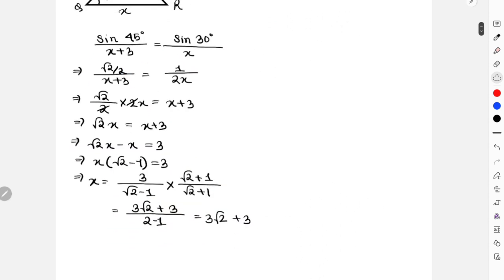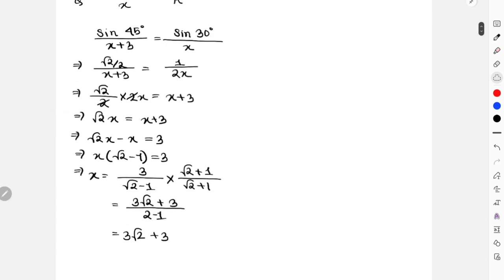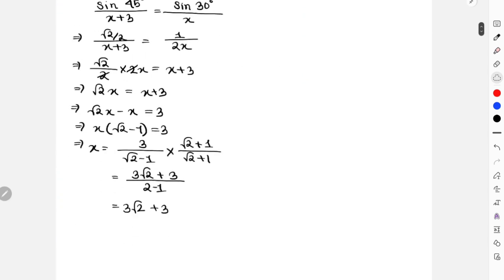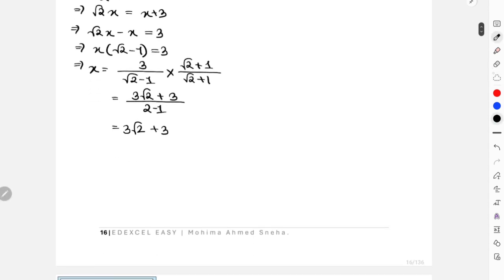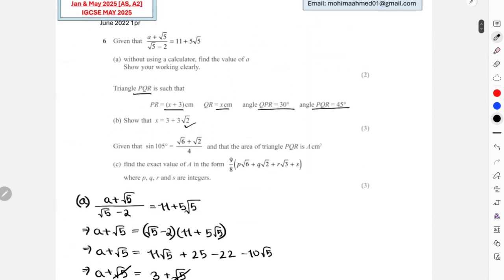Okay, this is the final answer, and you would also have to show that the value for x is in this format. Okay, let me go back. It was 3 plus 3 root 2, so I will just write that 3 in front, and this is the back. Okay, now after this the value for x has been calculated.